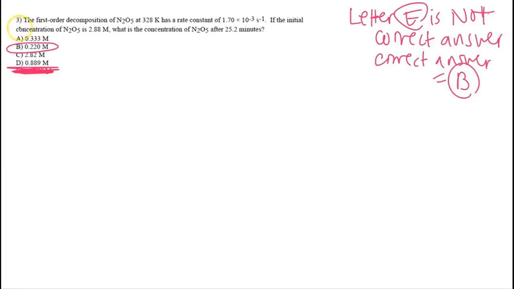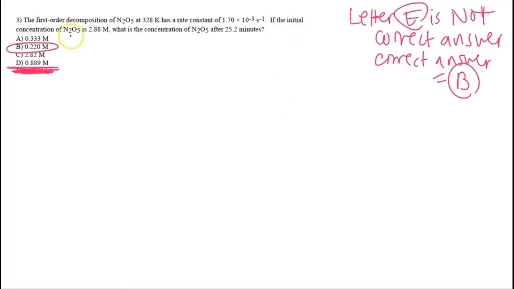So number 3 says the first order decomposition of N2O5 at 328 Kelvin has a rate constant of 1.70 times 10 to the negative 3 seconds to the minus 1. So from the first sentence, it says first order decomposition. Okay, so we know we're dealing with a first order reaction, and we verify that with our rate constant having units of s to the minus 1, which are the units for first order, but it doesn't really tell us anything else to do with it. So we have to continue to get more information.